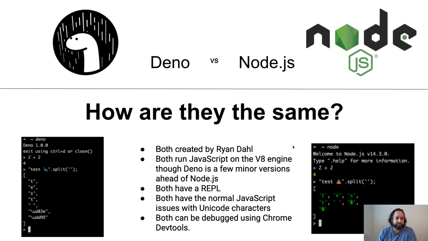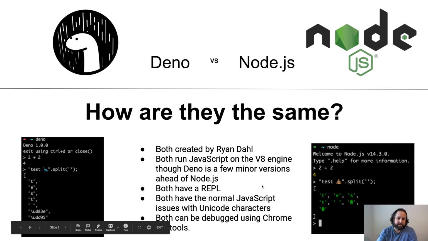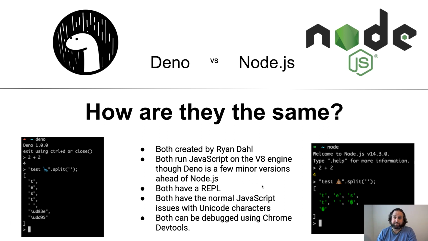Both have a REPL, as you can see here. You can call Deno in the command line, and you can add numbers or do a split. You can do the same here in Node.js on this side. Also, both of them have the same JavaScript problems, obviously, since they have the same JavaScript engine underneath. If you do a split with a Unicode character, you get two characters. The other nice thing is that with both of them, you can attach the Chrome debug tools.